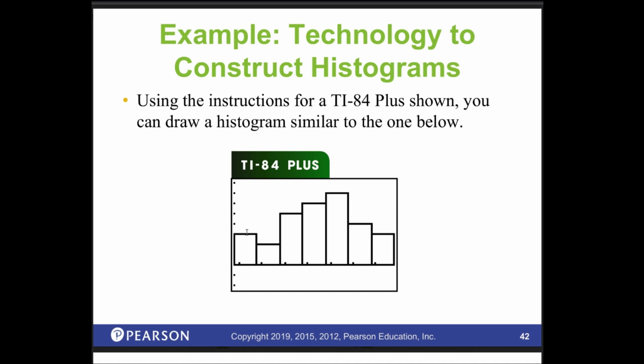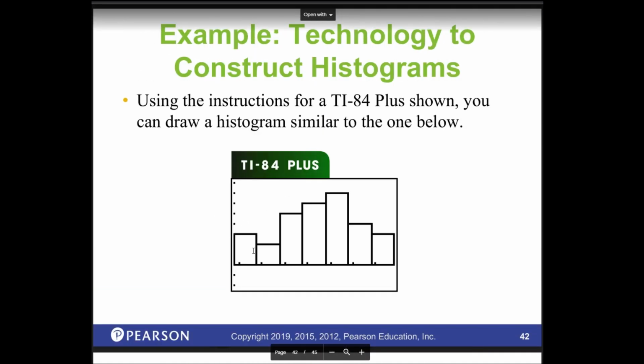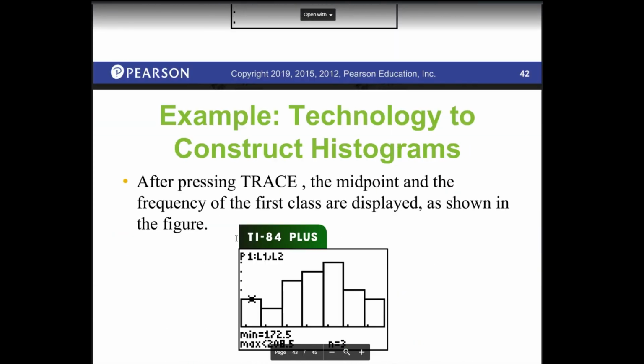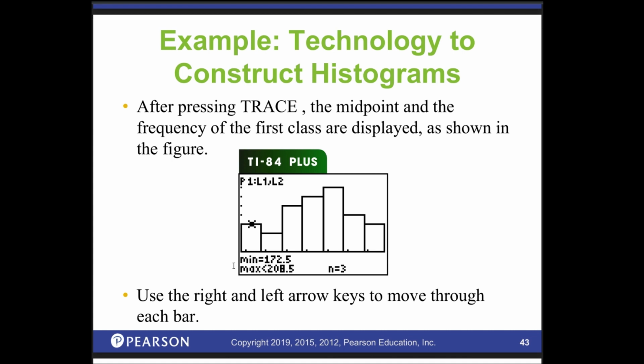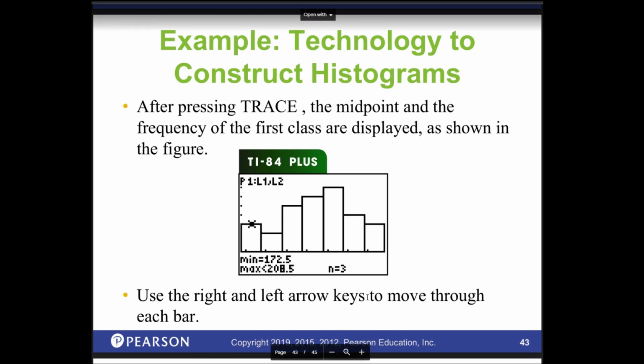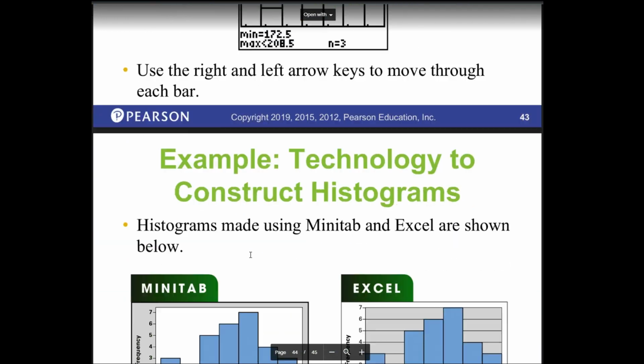So using the instructions for a TI-84 Plus shown, you can draw a histogram similar to the one shown below. As you can see, the bars are all touching, and it looks just like a histogram should. And another example would be, after pressing trace, the midpoint and the frequency of the first class are displayed and are shown in the figure. Use the left and right arrow keys to move through each bar, so you can move around the graph.